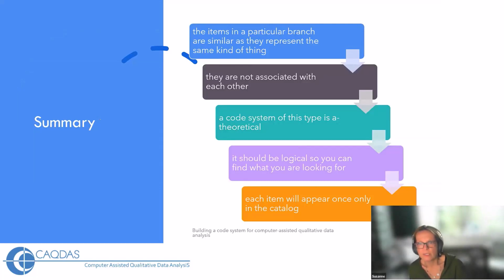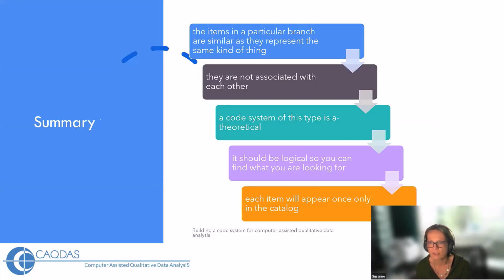So as a summary here, the items in a particular branch are similar as they represent the same kind of thing. So all the siblings, as in a family, they're kind of different, but they all have, most of the time, some kind of last name. They are not associated with each other. So every subcode is also its own thing, clearly defined. The code systems usually are theoretical. It's not yet, or will never be, the theory that you might develop, or the model that comes out, some relations that you find based on it, and then you start mapping those. That's not mapped in your code system. The code system is purely describing your data so you can work with it.